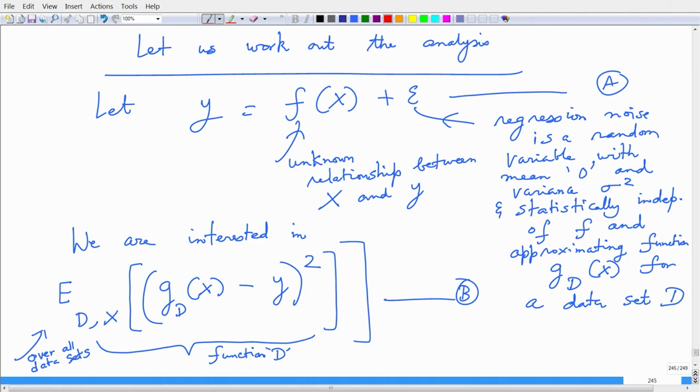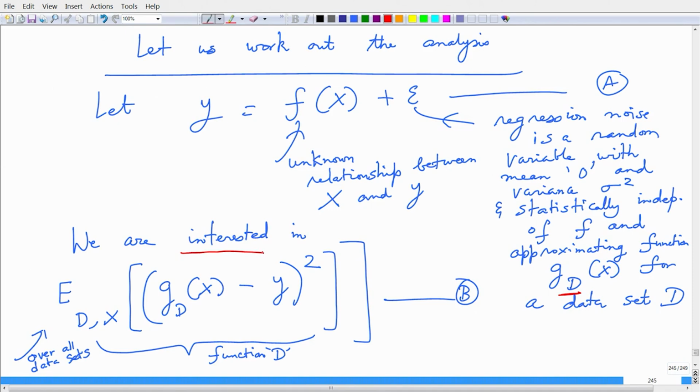Epsilon is the regression noise, which is a random variable with 0 mean and variance sigma square, and this is statistically independent of f and the approximating function g of x, which depends on the data set D. So, throughout I would put this subscript D indicating that this approximating function is a function of this data set, and if we average this, in some sense we get an average curve. Okay. Now, what are we interested in?